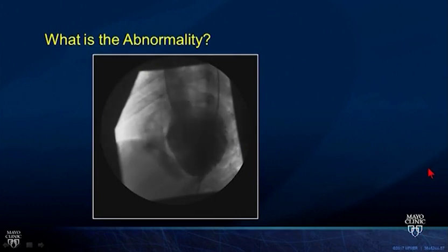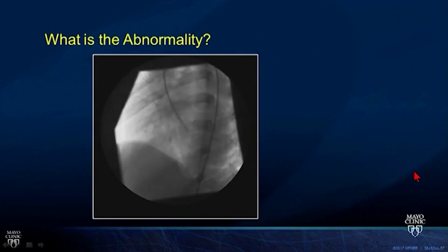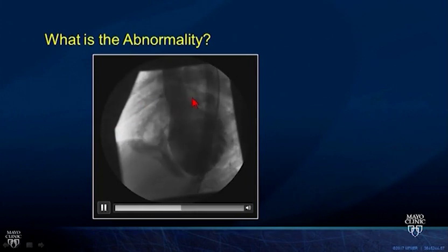Here's an example of an abnormality, and I'm just going to let you take a few seconds to think on your own what this is. And this is the best view to diagnose this abnormality, the LAO view. You can see the ribs are going down and to the left.